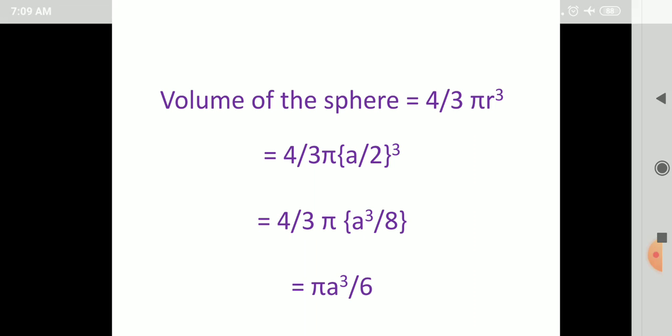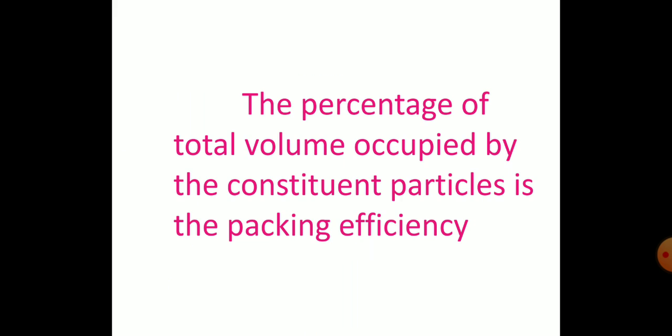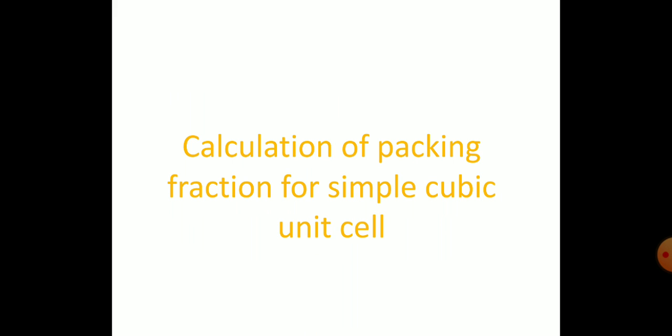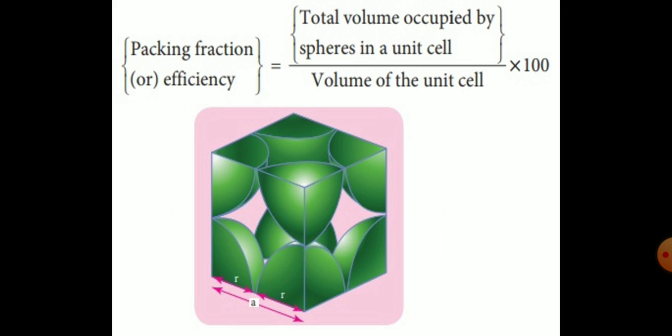So what we have seen here, let us revise from the beginning. What is packing efficiency? The percentage of total volume occupied by the constituent particles is called the packing efficiency. And what is the formula for calculating packing efficiency? Packing efficiency is equal to the total volume occupied by spheres in a unit cell divided by the volume of the unit cell, into 100. In the case of the simple cubic unit cell, we calculated the packing fraction using the formula.